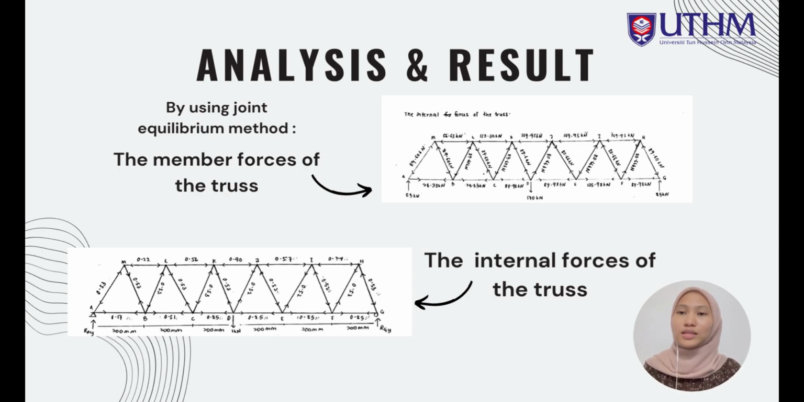The total load that was tested on our bridge is 17.33 kg, and it's already added with the span weight. By using manual calculation, we compared the result with the software result, which is the Limpro software. Here is the manual calculation that we did. The first figure shows the result of compression and also the tension of the member forces of the truss. And then the second figure shows the internal forces of the truss.